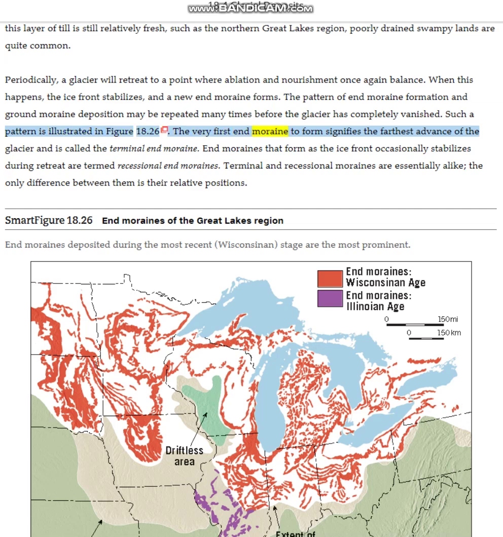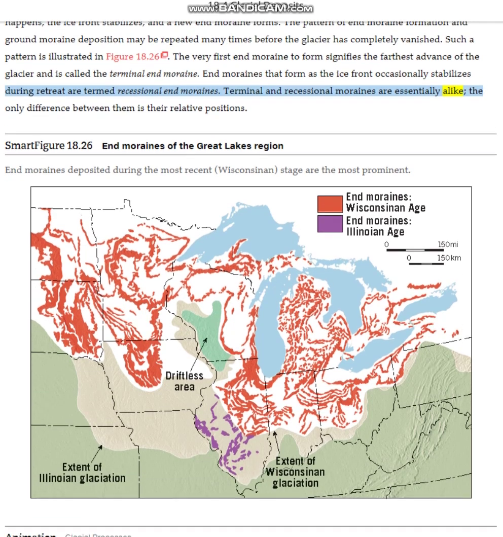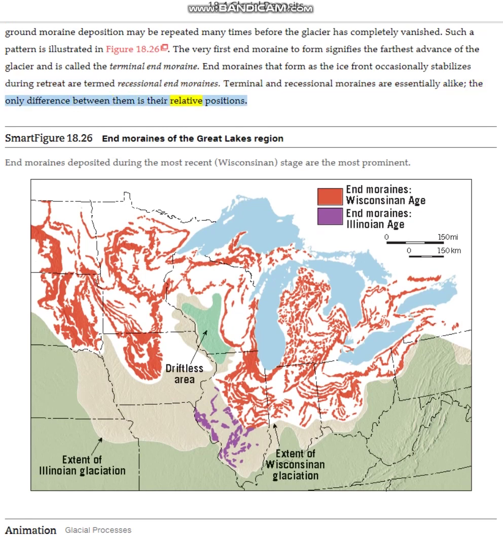The very first end moraine to form signifies the farthest advance of the glacier and is called the terminal end moraine. End moraines that form as the ice front occasionally stabilizes during retreat are termed recessional end moraines. Terminal and recessional moraines are essentially alike; the only difference between them is their relative positions. Smart Figure 18.26: End moraines of the Great Lakes region. End moraines deposited during the most recent, Wisconsin stage are the most prominent.